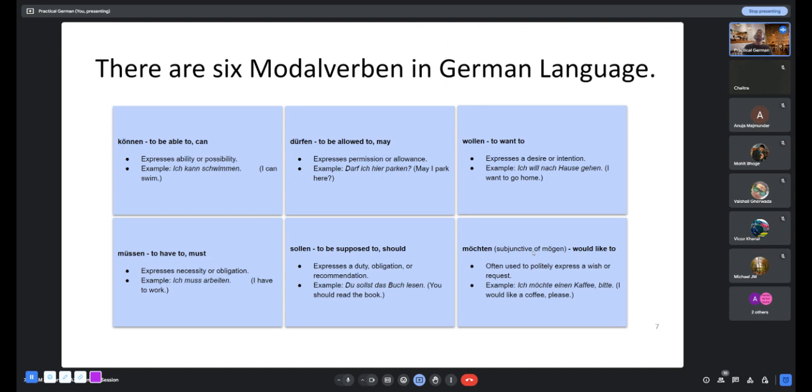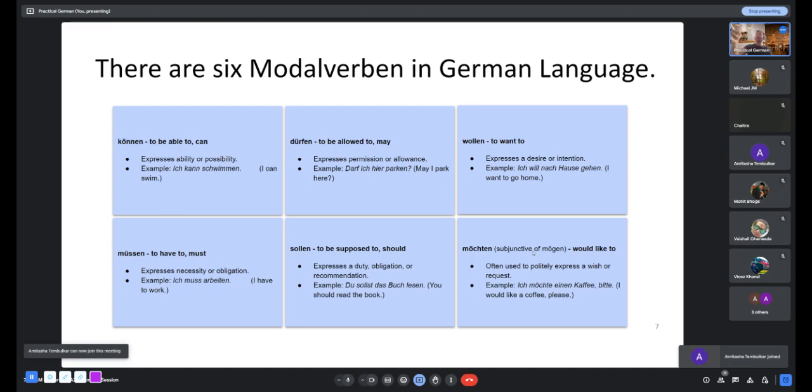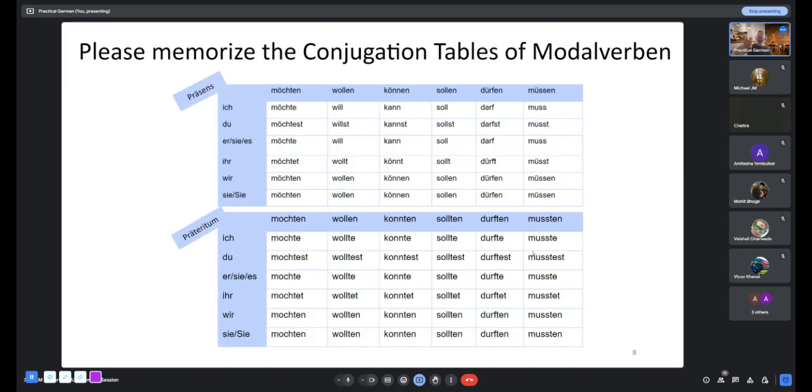You are now supposed to learn Modalverben in German language in present tense and in past tense, how to use them. There are six Modalverben in German language. Let me just give you a quick summary, a trailer, of what we are going to learn right now. I'll show you the six Modalverben, what they mean, where you can use them. For example, können, dürfen, wollen, müssen, sollen, möchten. Then I will give you the conjugation table for the Modalverben in present tense and in past tense.